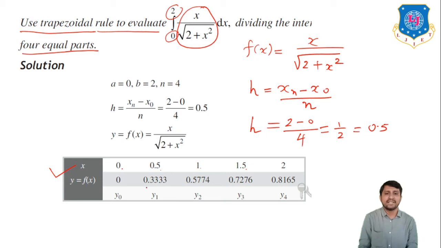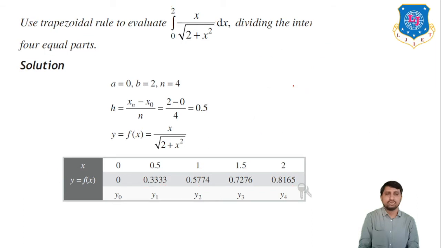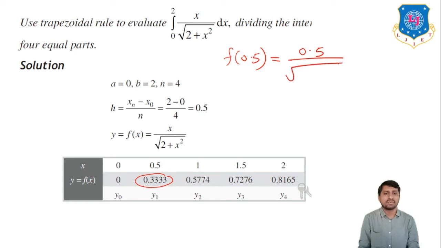All the values you have to calculate using your calculator. Suppose you want to find this value, f of 0.5. That means 0.5 divided by square root of 2 plus 0.5 whole square. When you calculate this value using your calculator, you will get 0.3333. Clear?